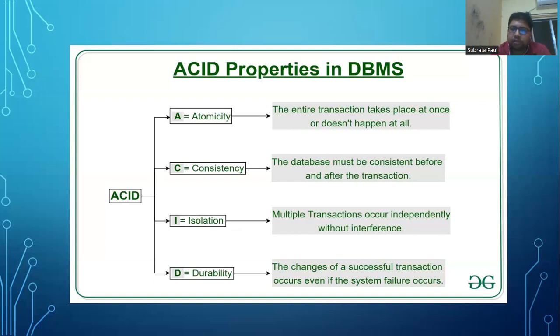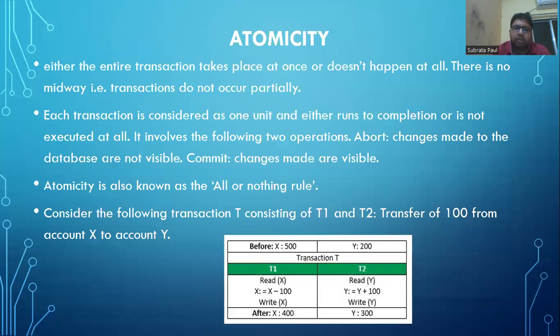Now we will understand each of these terms in detail. First of all, we will come to atomicity. It defines that the entire transaction takes place at once or it does not happen at all. That means there is no midway between the two. Either the transaction is happening completely, or the transaction fails, or it does not happen. Each transaction is considered to be a single unit, and it either runs to completion or is not executed. That means for a transaction to follow the atomicity rule, there are only two operations: abort, that is, changes made in the database are not visible, and commit, changes made in the database are visible. It is also referred to as the all or nothing rule.